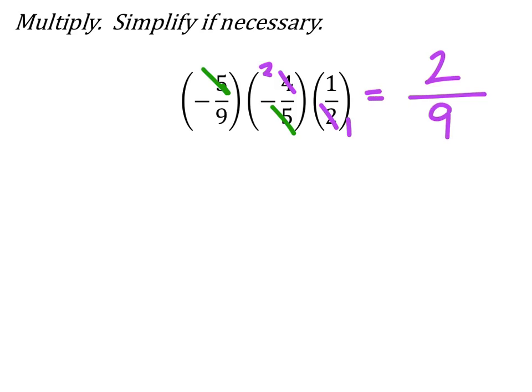Now, that may have looked more complicated in the beginning because there were 3 numbers being multiplied, but the concept still remains the same. And if you use one of the other methods, like 5 times 4 times 1, well, that's 20. And then 9 times 5 times 2 is 90. And 20 over 90 would still simplify into 2/9.